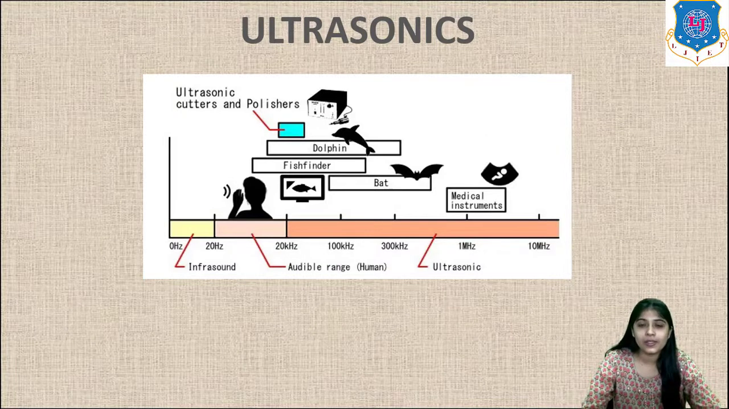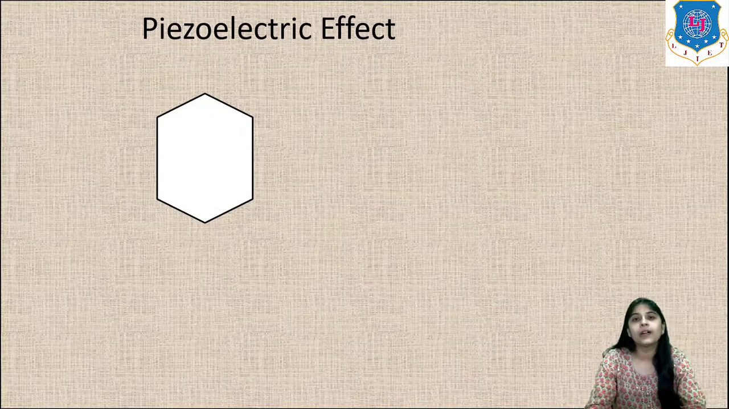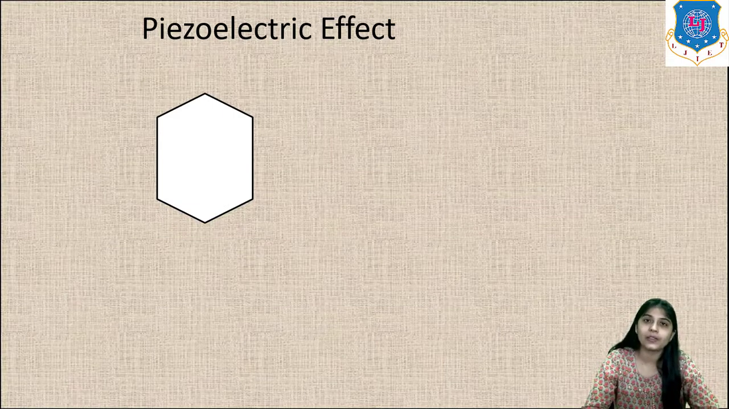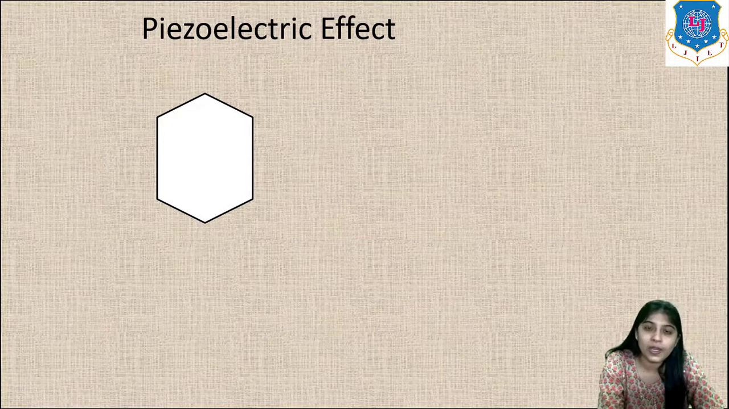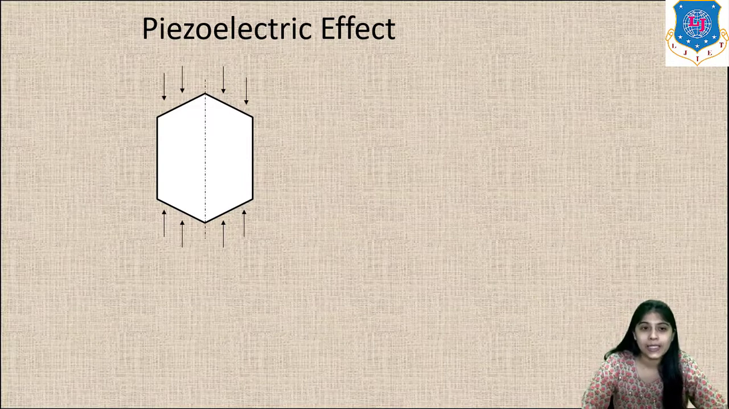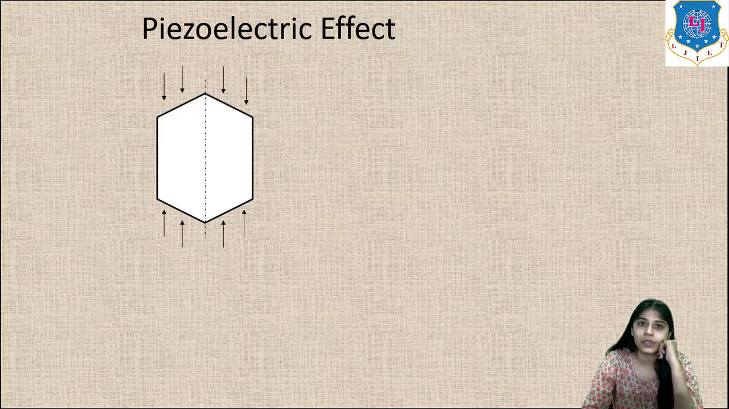Okay, so these are some basic things about ultrasonic waves, and now we are going to learn the piezoelectric effect method using which we are going to produce ultrasonic waves. How? Let us see. First of all, a hexagonal crystal is there. The hexagonal crystal has two faces, out of which at one face we are going to apply pressure. At the center you can see there is an axis passing through the crystal. This is the axis of the crystal.